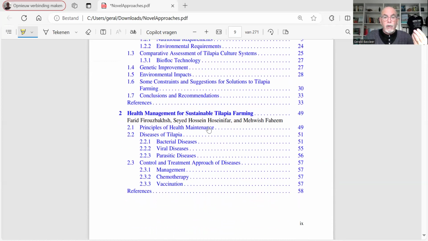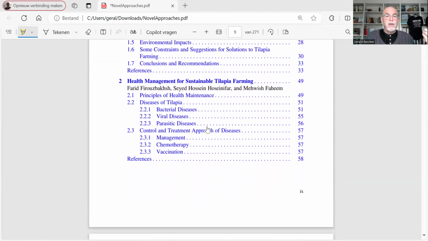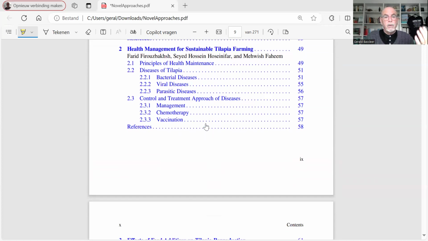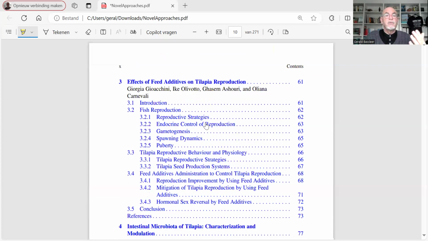The thing that I like a lot is about health management. Health management means the principles of the maintenance of the health of the fish. They discuss the diseases of tilapia. Well, a lot of the diseases of tilapia are similar to those of our ornamental tropical fish. Bacterial diseases, viral, parasitic diseases, and the control and treatment approaches, all nicely explained in chapters.